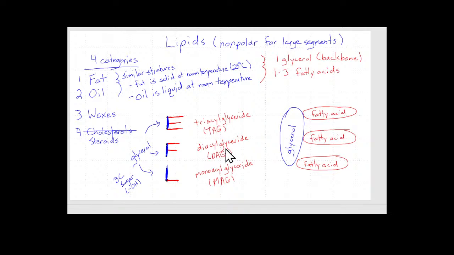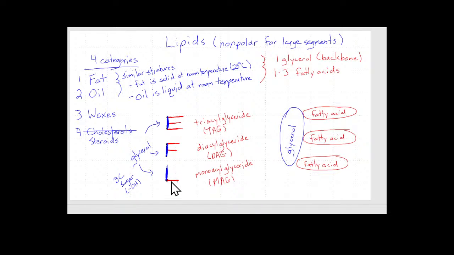Those are called diacylglycerides because di is for 2, and we could shorten that to DAG. And then finally, a monoacylglyceride would have 1 fatty acid. I draw them this way because it looks like capital letters, so that you can remember that the tri-, di-, and monoglycerides look like a capital E, capital F, and capital L.